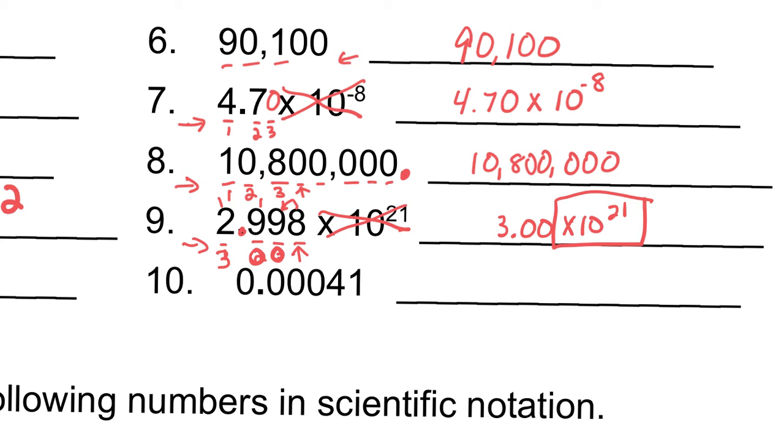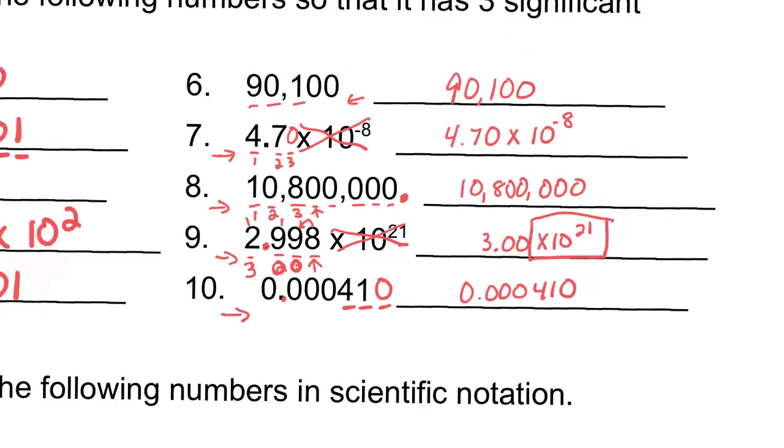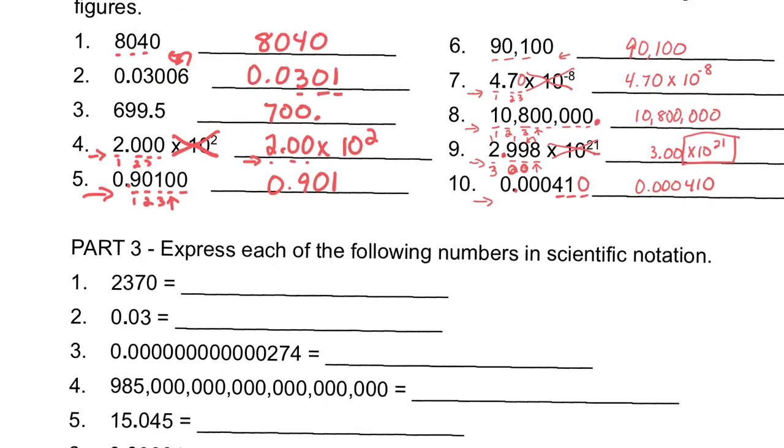Last one is number 10. I need 3 significant figures. Decimal's present. Start from the left. This is my first non-zero number, my second, and I need to add in another 0 so I have a third one. So to rewrite this, it's going to be 0.000410. And that's how you round to create the correct number of significant figures.